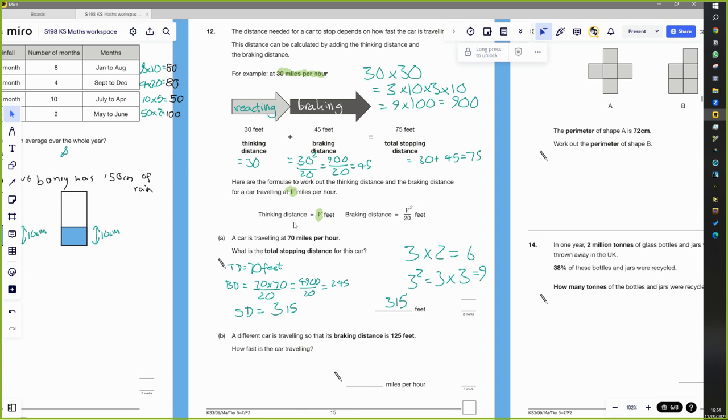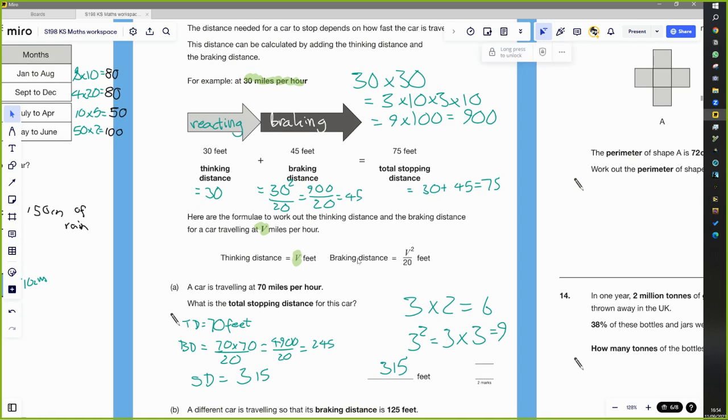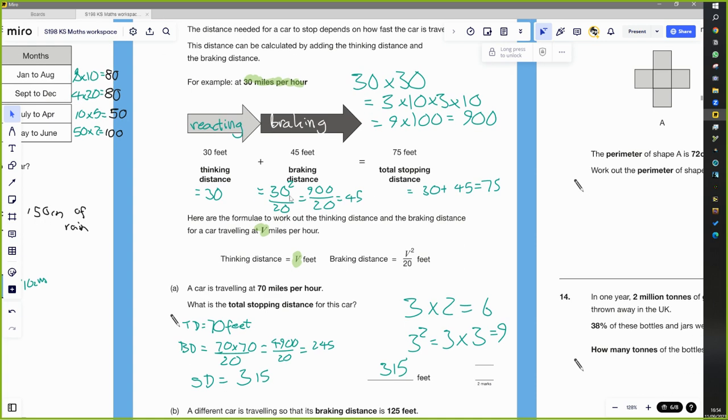And then it gives you this formula of how to work it out. The thinking distance is just the same as the speed. So this is a little bit of algebra, and it's quite similar to the kind of things you're going to be doing a lot in physics. The braking distance is a bit more complicated. You take the speed and you times it by itself, so you square it. Then you divide it by 20. So we use that as an example to show how they came up with 75 as the total stopping distance.